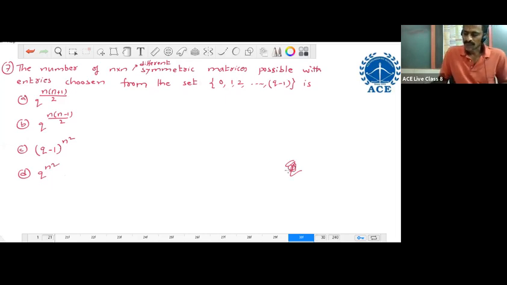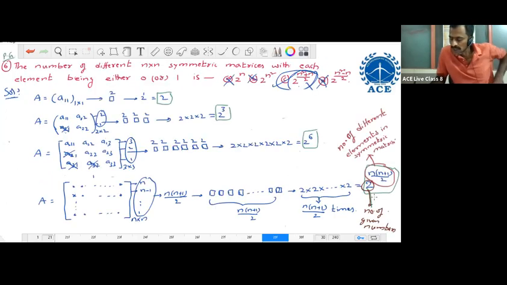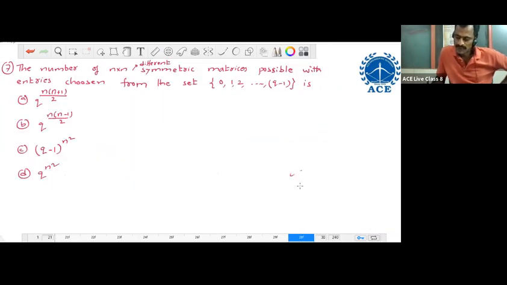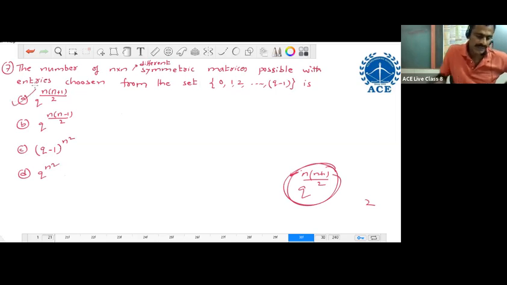If we go to the previous problem, we have written the general form. The base is the number of given numbers. The power is the number of different positions in the corresponding order symmetric matrix only. But in problem number 7, we are given q numbers and an nth order symmetric matrix. So the maximum possibility for the number of different positions is n into n plus 1 by 2 only. Just like 2 before, here q numbers. So answer A is correct. That's all. It is the correct answer.